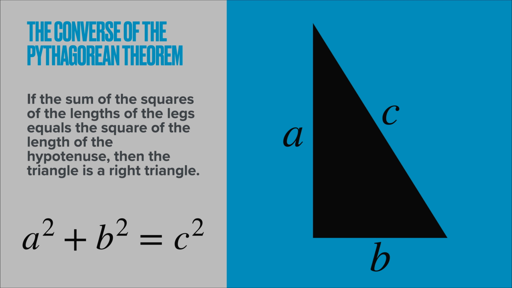So remember, the converse is where we just switch the order. So in the original order it was, if a triangle is right, then a squared plus b squared equals c squared. Well, the converse of the Pythagorean theorem is, if the sum of the squares of the lengths of the legs equals the square of the length of the hypotenuse, then the triangle is a right triangle. So if a squared plus b squared equals c squared, then a triangle is right.